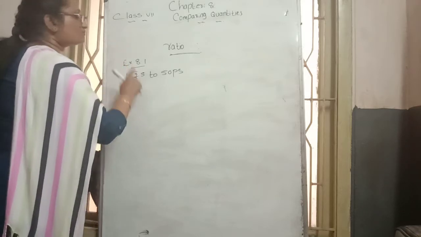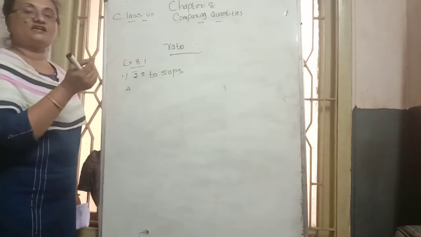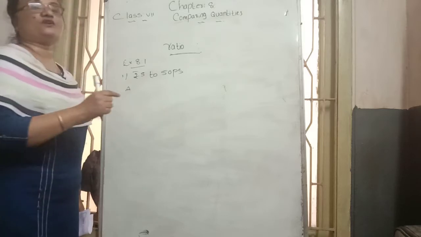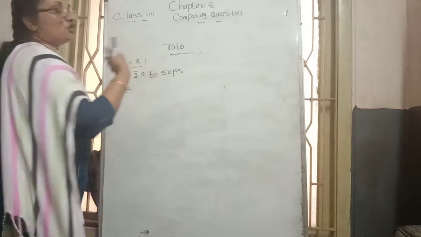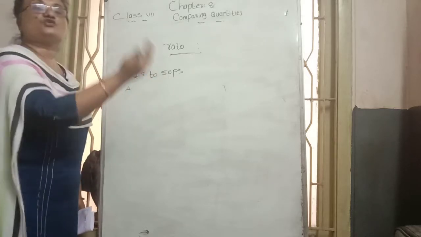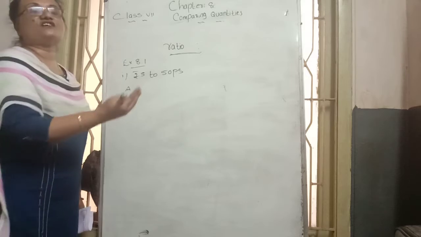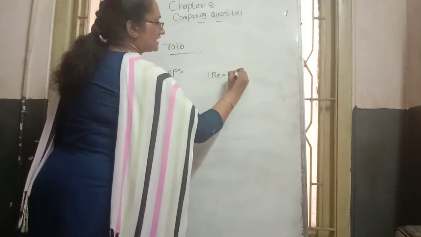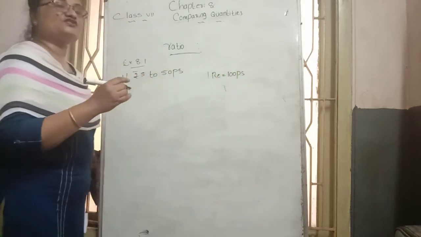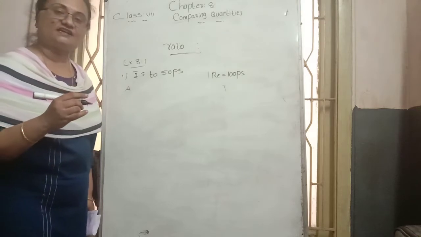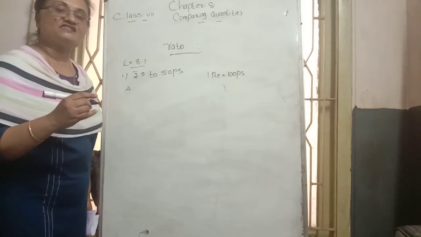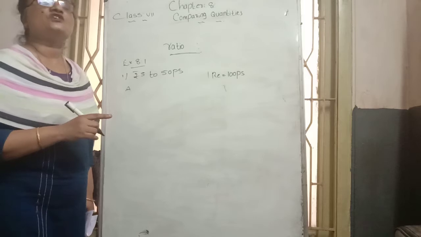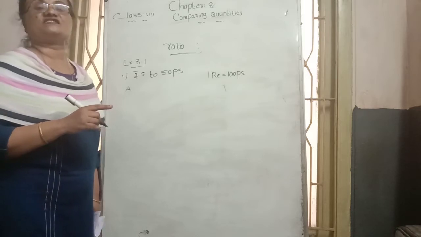Which one is best for conversion, rupees or paise? Converting the higher unit to the lower unit is best. Otherwise, lower to higher means division. Higher to lower unit conversion means multiplication. We know that 1 rupee contains how many paise? 100 paise. So 2 rupees means how many paise? 2 into 100, 200 paise. 4 rupees means 4 into 100, 400 paise. In the same way, 5 rupees is 5 into 100, 500 paise.